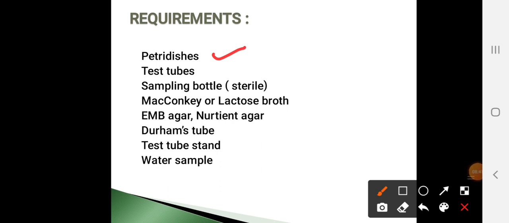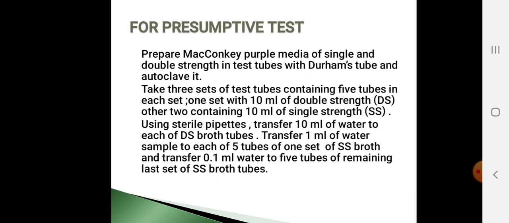What are the requirements for this practical or for this method? First one is petri dishes, test tubes, sampling bottles, MacConkey or lactose broth, EMB agar and nutrient agar, Durham's tubes which are used for the production of gas, test tube stand and the water sample. Here is the procedure for the presumptive test.